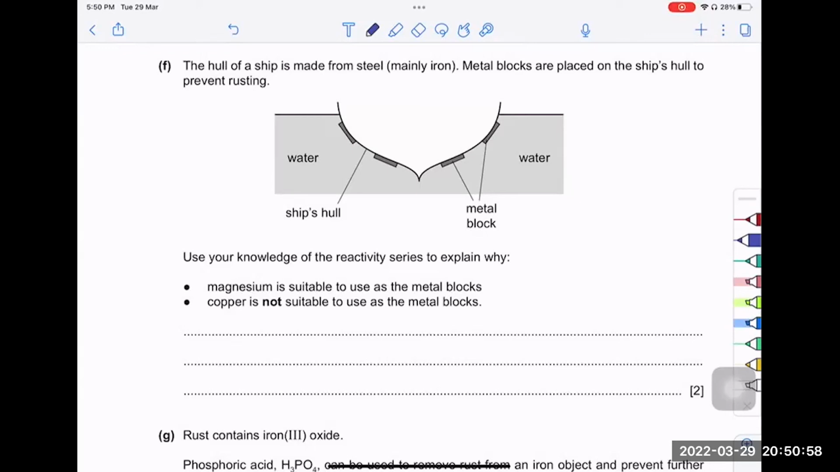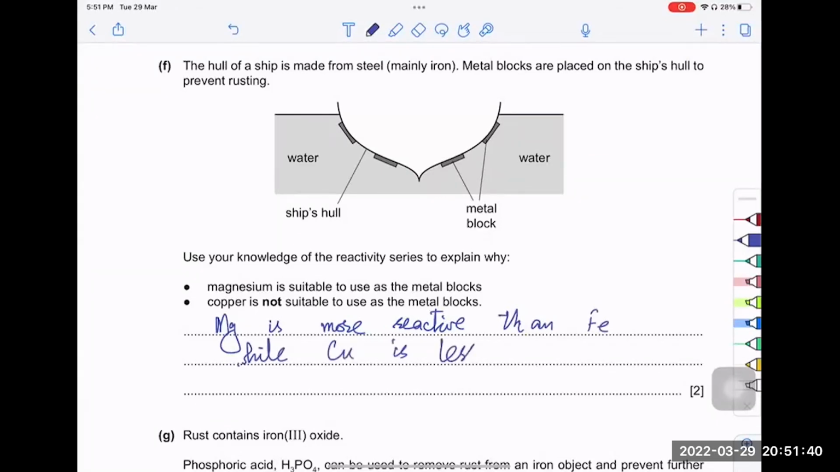Sir, a higher reactive metal should be used for the outer coat in sacrificial protection. So, what are you saying? Are you saying magnesium is more reactive than iron? Because if you are, then you're right. Magnesium is more reactive than iron, while copper is less reactive.